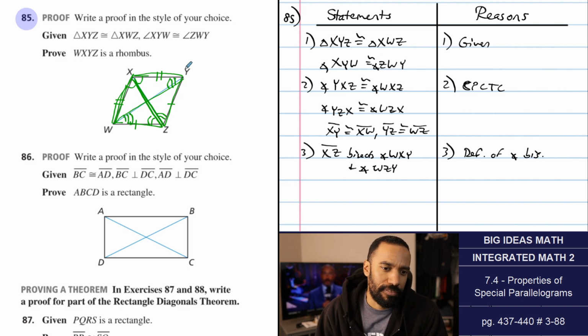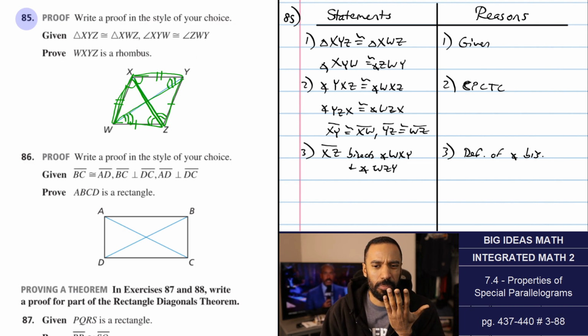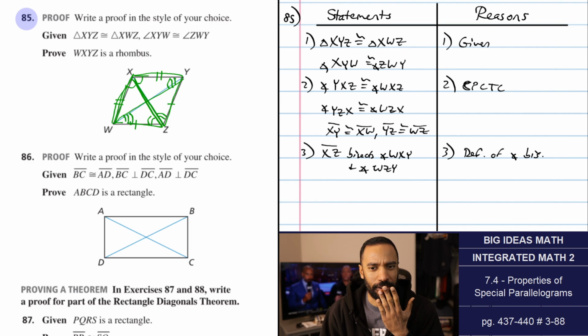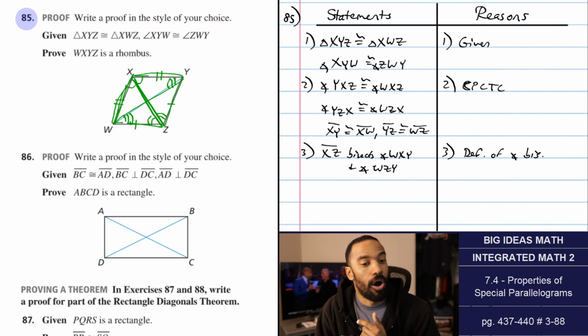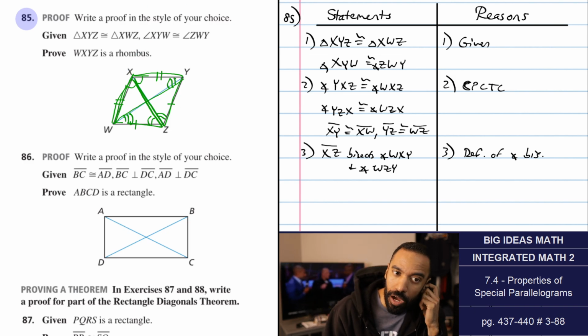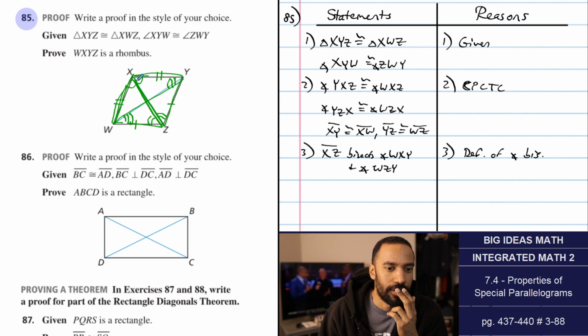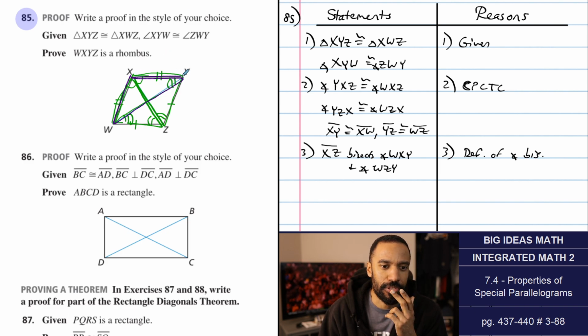I have these givens. Do I need to use the parallel lines thing? I'm not doing a parallelogram. Oh, you know what I can do? This is an isosceles triangle. I would know this if I knew I had a rhombus, but we're proving we have a rhombus. But I have markings. Boom. I have an isosceles triangle.